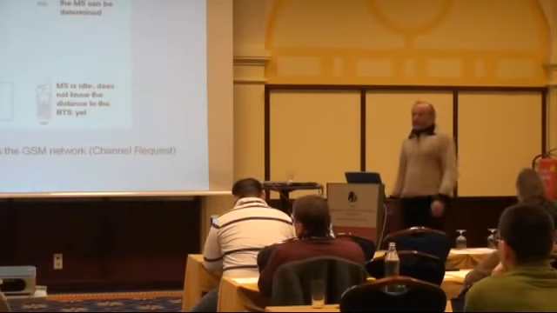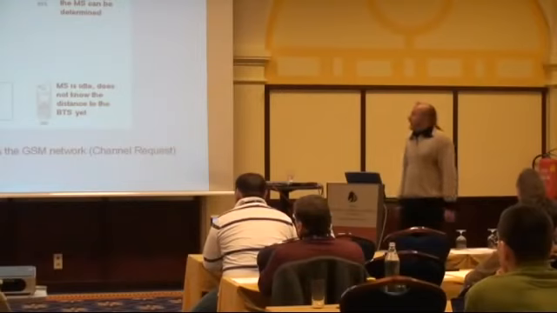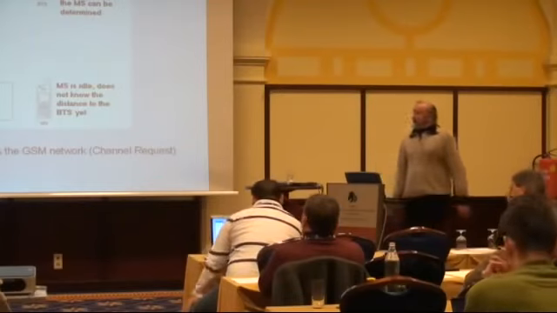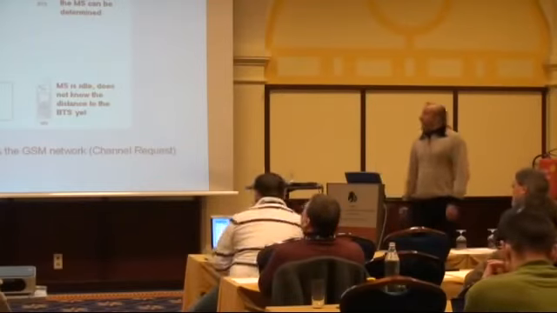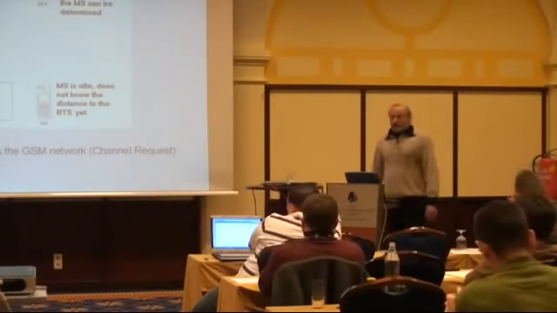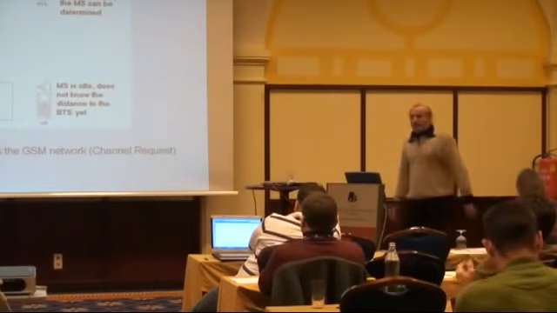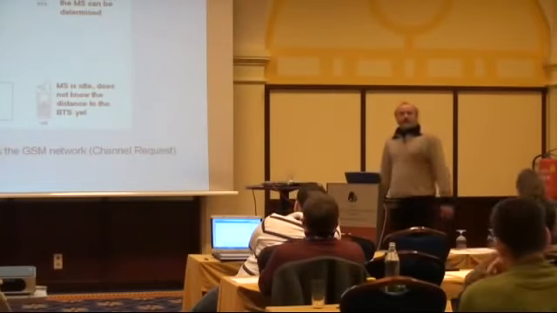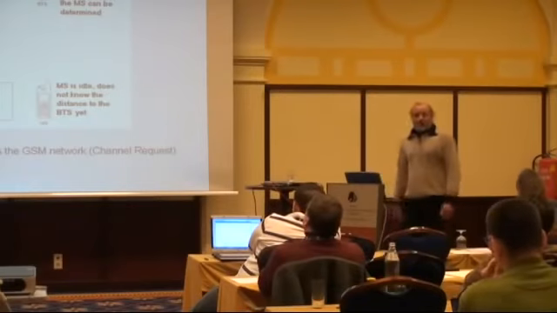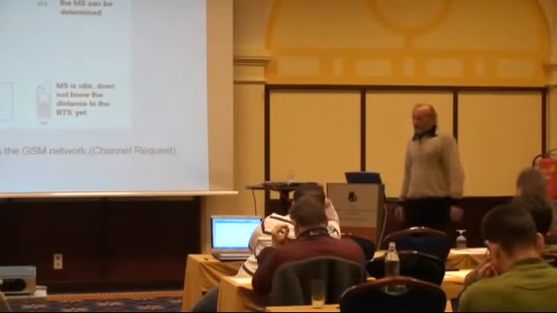Another burst, the burst we use in our attack, is the so-called random access channel burst, or RACH burst. This is the very first burst an idle phone sends to the network when it wants to access the network. Idle phone means the phone is receiving the network, it is synchronized to the network, but there is no active conversation between the phone and the network yet.